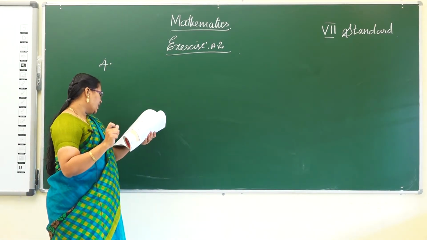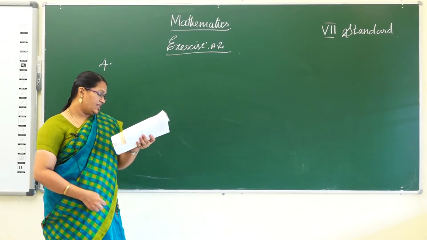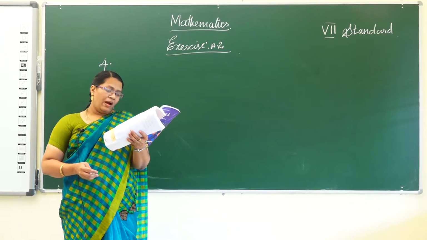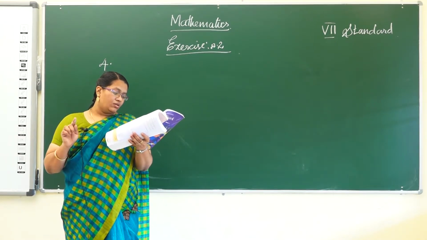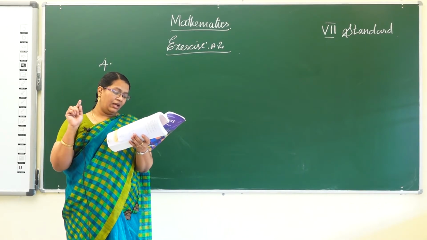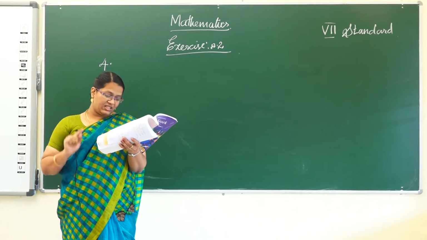The cost of 6 2/3 meter of iron wire is rupees 16 2/3. Find the cost of 1 meter of wire. So 6 2/3 meter of iron wire is rupees 16 2/3 is given.